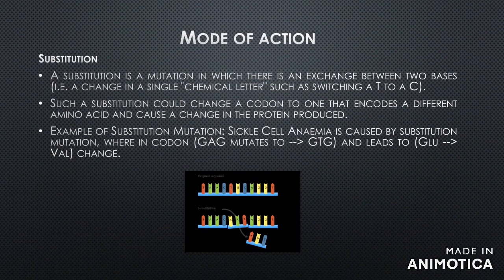Mode of action. Substitution. A substitution is a mutation in which there is an exchange between the two bases, that is, a change in a single chemical letter, such as switching AT to AC. Such a substitution could change a codon to one that encodes a different amino acid and cause a change in the protein produced. Example of substitution mutation. Sickle cell anemia is caused by substitution mutation, where codon GAG mutates to GTG and leads to change.